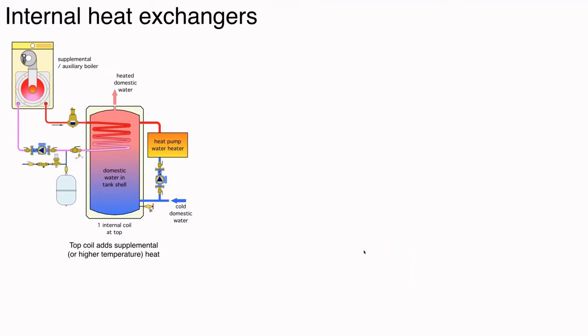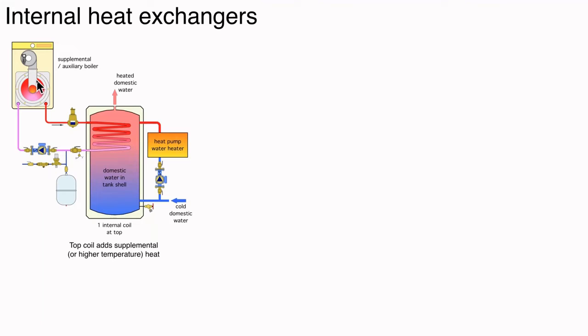Here's an example of a tank where we've got a heat pump water heater as our primary heat source. So we're taking water from near the bottom of that tank, we're circulating it up through some type of heat pump unit to add heat to it, putting it in the top of the tank. Now, if the heat pump is sufficient to keep up with the demand of domestic water, there's actually no need to operate the supplemental boiler. But if the heat pump can't keep up with the load, or if the heat pump is down for service, this configuration shows an auxiliary boiler tied into that upper coil.